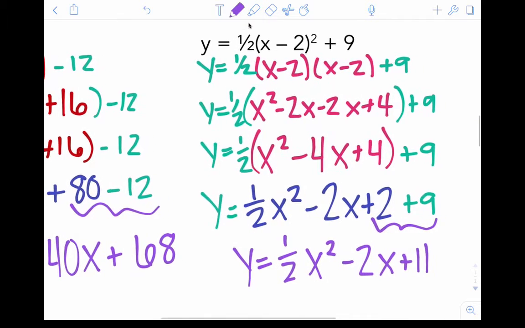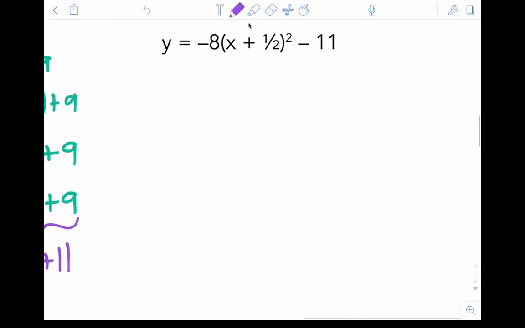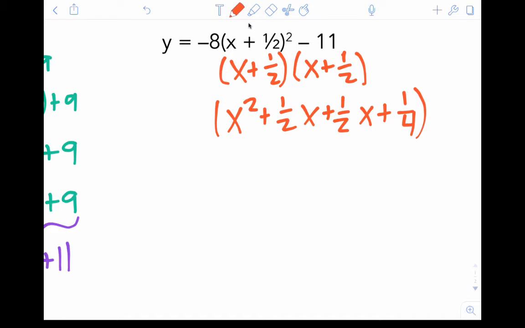One more, once again, pause the video and work this out, and then play the video to check your understanding. First thing I'm going to do is double distribute. When I do that, I get x squared plus 1/2 x plus 1/2 x plus 1/4. I still have these other numbers being multiplied and subtracted. And now I need to simplify inside of the parentheses.